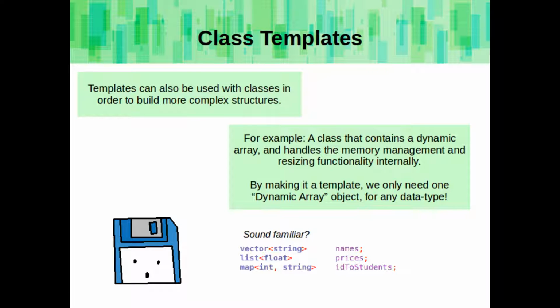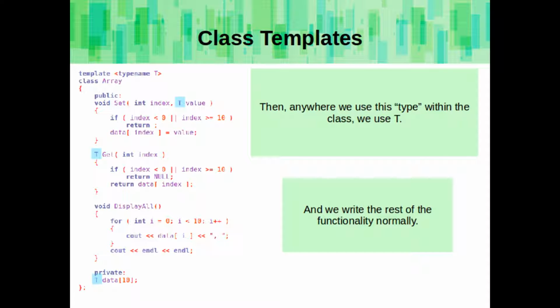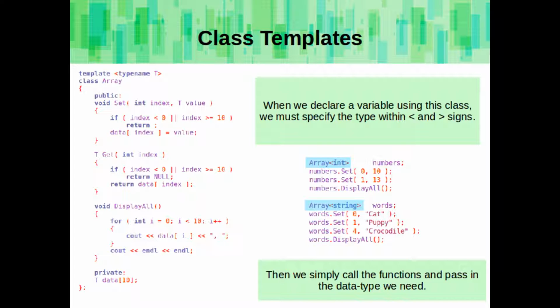Templates can also be used with classes in order to build more complex structures. For example, a class that contains a dynamic array and handles the memory management and resizing functionality internally. By making it a template, we only need one dynamic array object for any data type. Similar to with a function template, we start with the template prefix, but at the beginning of the class. Then, anywhere we use this type within the class, we use T, and we write the rest of the functionality normally. When we declare a variable using this class, we must specify the type within the less than and greater than signs. Then we simply call the functions and pass in the data type we need.